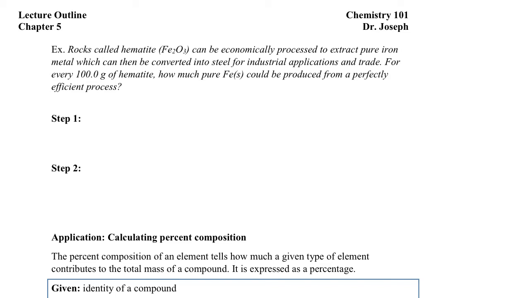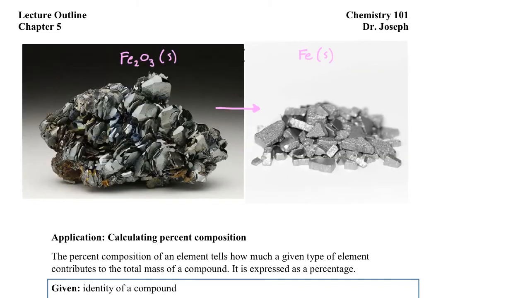So here's the main information we have. For every 100 grams of hematite, how much pure iron could be produced if we had a perfectly efficient process? So this is like, what if we dug out of the ground a bunch of this hematite ore and we wanted to refine it into iron? And actually, it turns out this is how we get iron metal for things like bridges and buildings and all that kind of stuff. So let's go through the process.